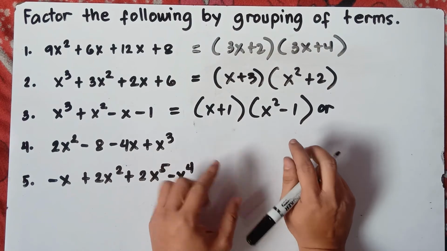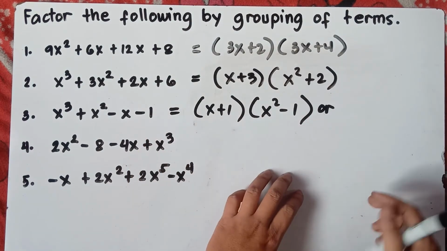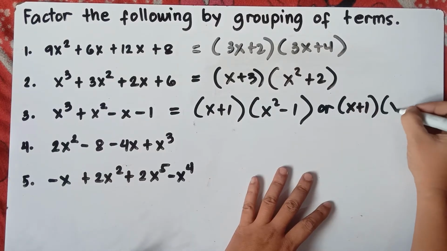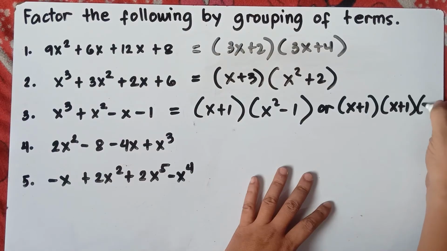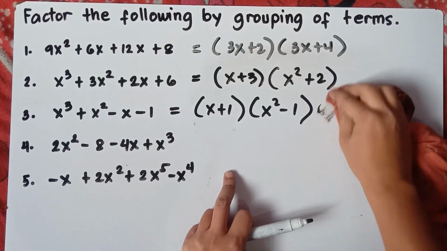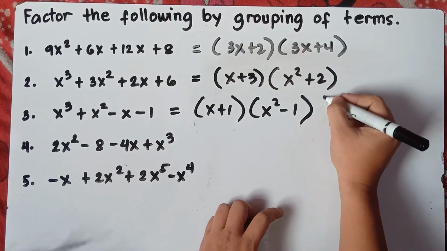But if your teacher insists that you only have two binomials, this will be your answer. But the final answer, class, should be x plus 1, then x plus 1 and x minus 1. We have three factors, class. X plus 1 and x minus 1. Okay, we don't have enough space, but let me just write this one.